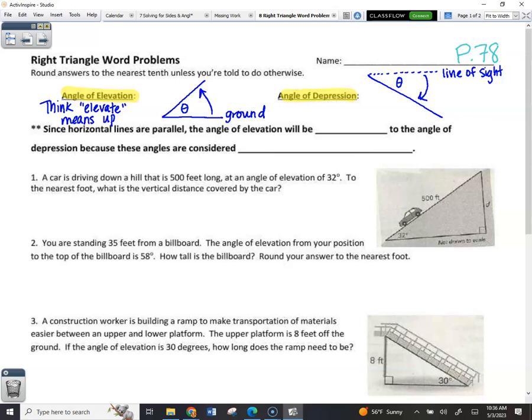So I want you to think of becoming depressed and your head tilts down. Okay? So think tilting head down. And that's what I'm implying. Okay? Now, hopefully you wrote that.